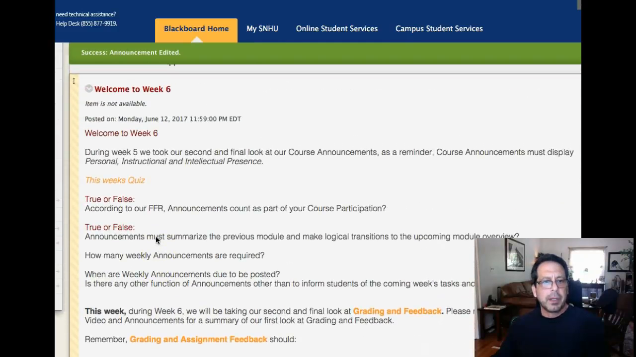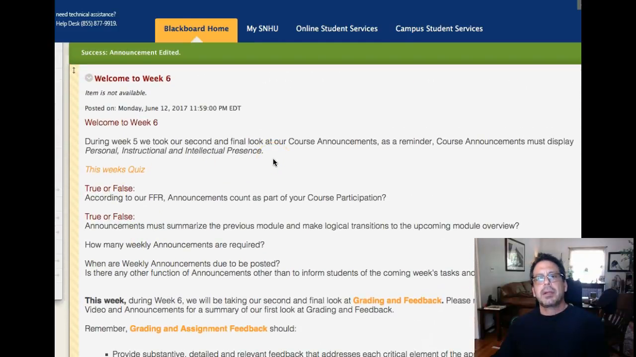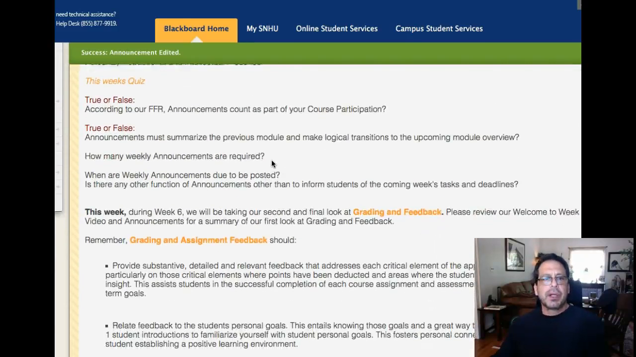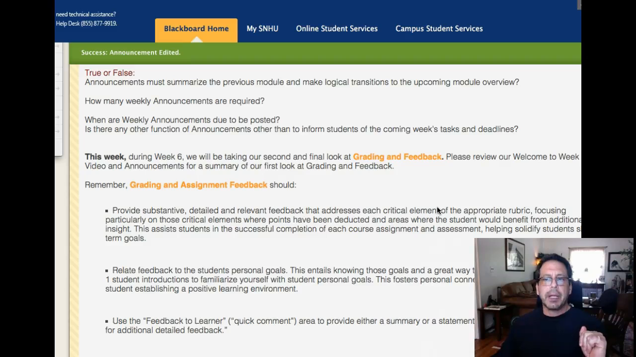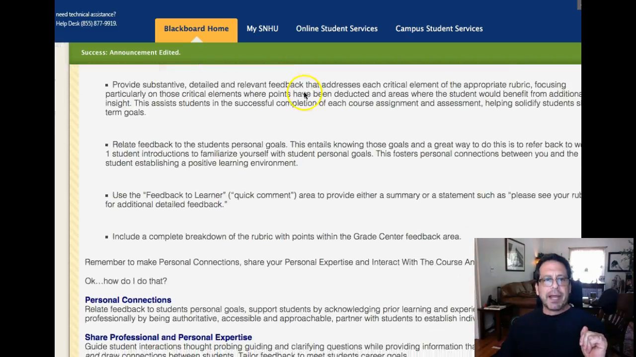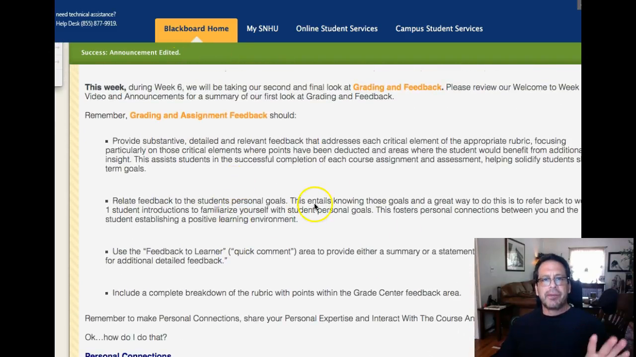Welcome to week 6. Week 5 was our second and final look at our course announcements. This week, we're going to jump back into looking at grading and feedback. This will be our second look at grading and feedback and our final look at it. I've got a few things here regarding grading and feedback, just the pertinent stuff.